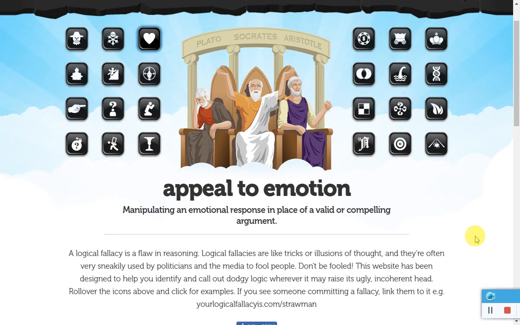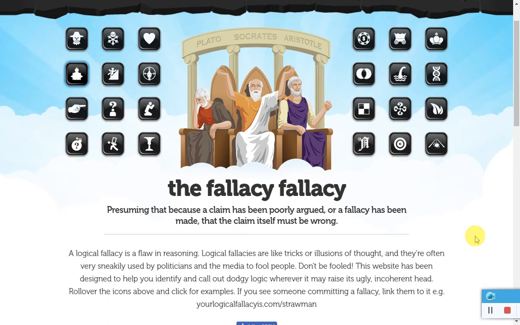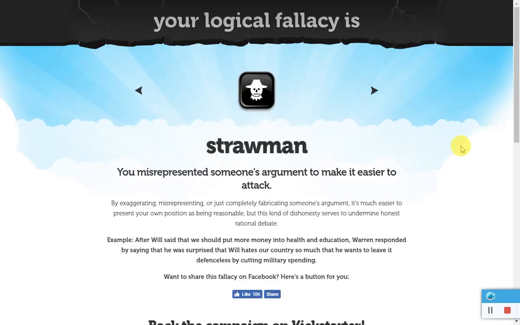If you see someone committing a fallacy, link them to it. For instance, yourlogicalfallacies.com/strawman. 1. Strawman: you misrepresented someone's argument to make it easier to attack.